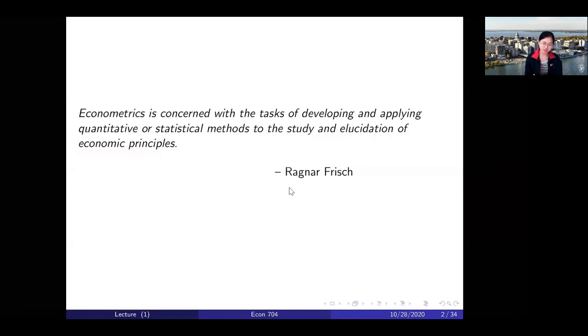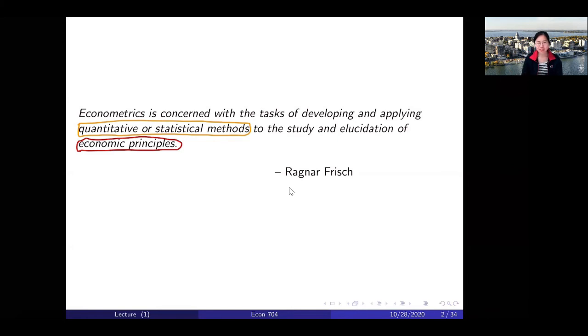So let me try to dissect what he said. Econometrics is a task of developing and applying quantitative or statistical methods. So it's going to be quantitative and it's going to be statistical. It's going to require data, although in the first lecture, we will not talk about data. And what's the purpose of this method? The purpose of the method is to study and elucidate economic principles. So basically, it is a quantitative statistical method for the study of economic principles.